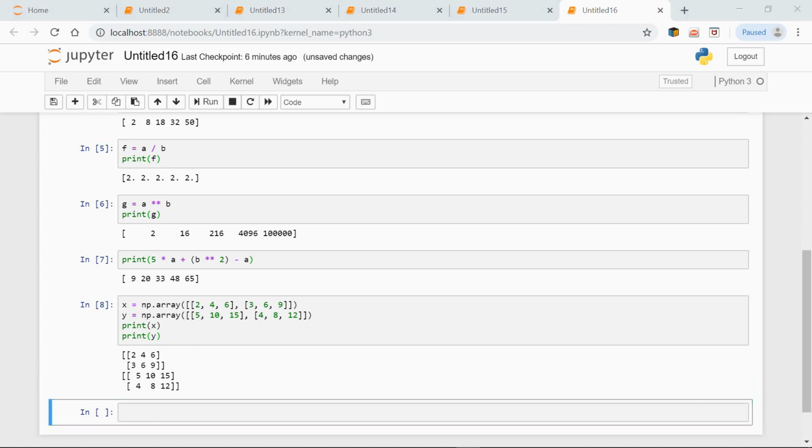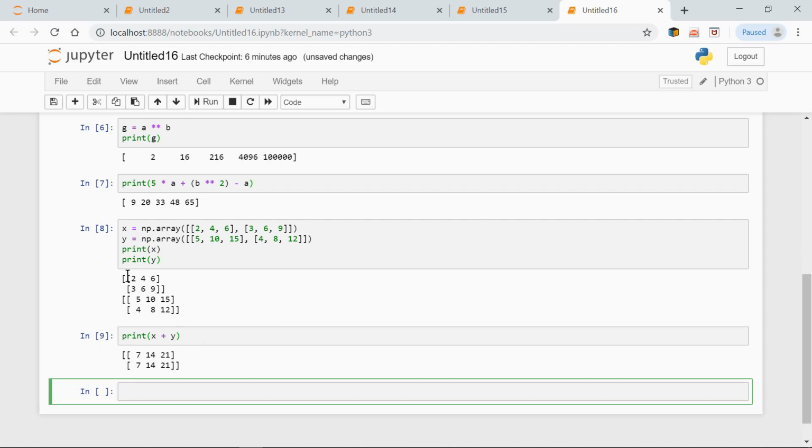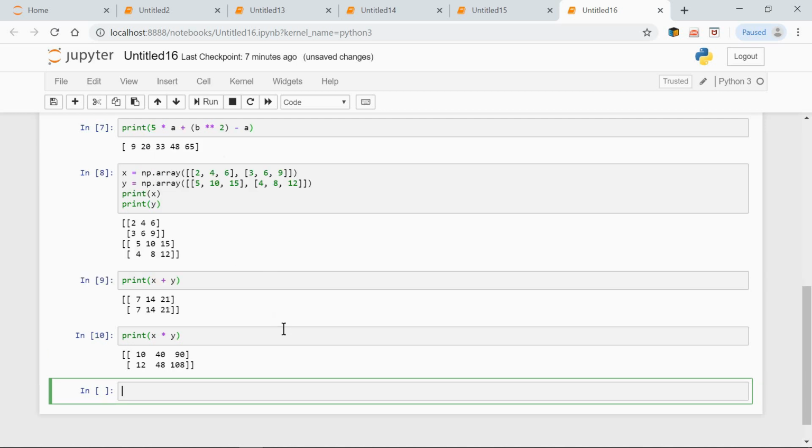And now let's print the sum of the two multidimensional arrays. So print X plus Y. So as you can see, again, the elements at the same positions are added together. 2 plus 5 is 7, 4 plus 10 is 14, and so on. How about multiplication? Print X times Y. So it works the same. 2 times 5 is 10, 4 times 10 is 40, and so on.